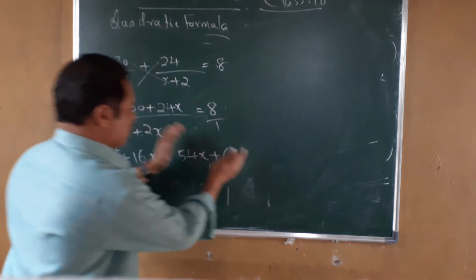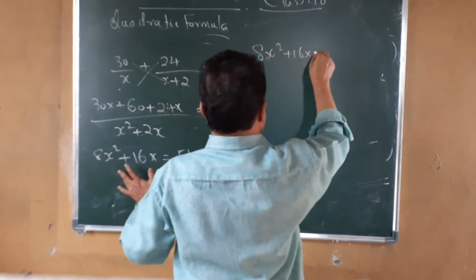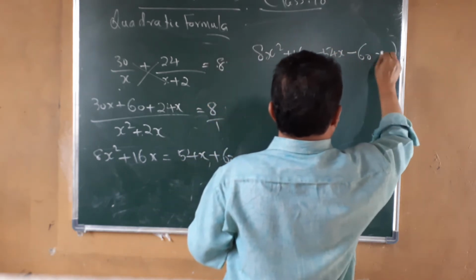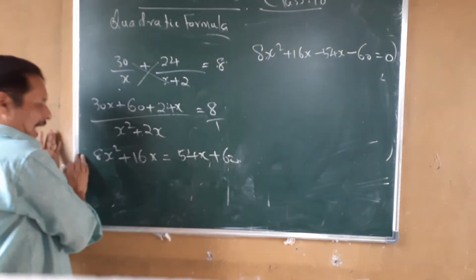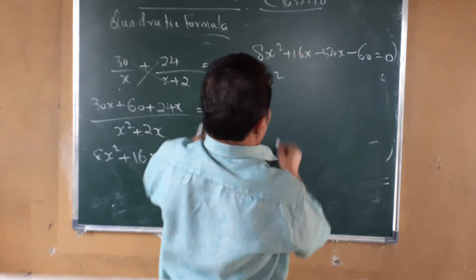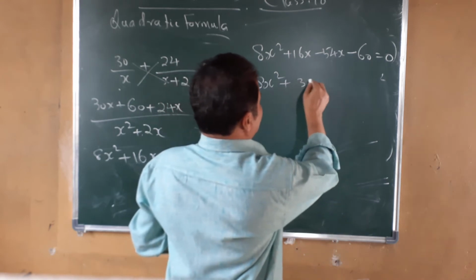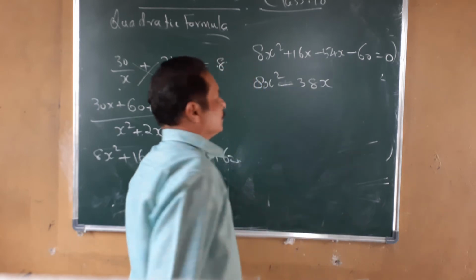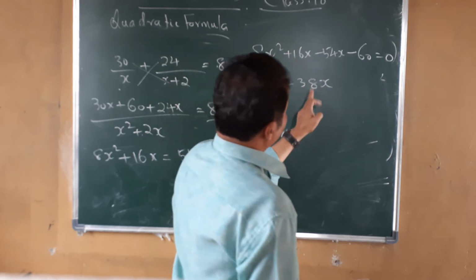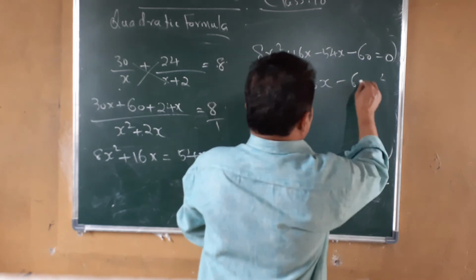And the terms on the right side taken to the left side: 8x square plus 16x minus 54x minus 60 equal to 0. These terms are transferred to the left side. So it is 8x square minus 54x plus 16x, and minus 60 equal to 0. Is it over? Now it is 38x, it is minus. You see that? 54 minus 16 is 38 and the sign of the larger one is negative. You get the idea? Minus 60 equal to 0.